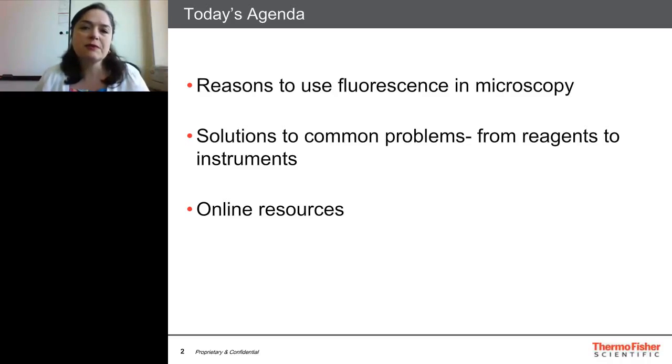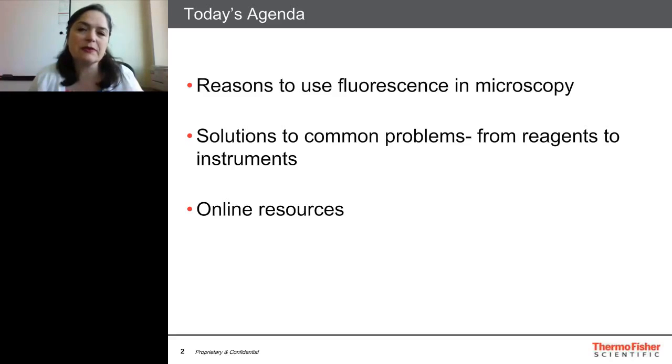So the three main things that I'd like to cover today are, first, go over some of the basic reasons you might want to use fluorescence in your microscopy experiments. Then bring up some common problems that both experts and beginners run into, and different ways that you can solve those problems. Science is mostly about iteration. It's about 1% inspiration, 99% iteration.